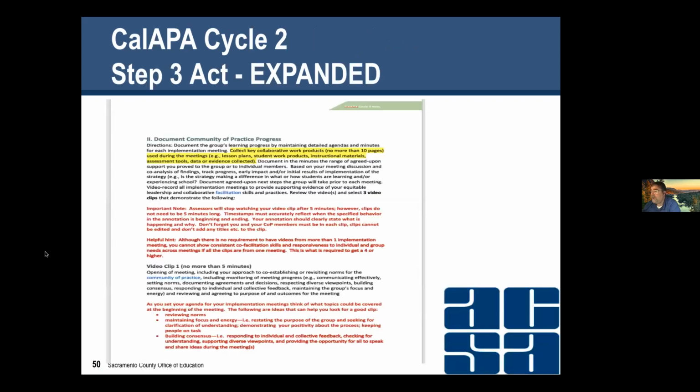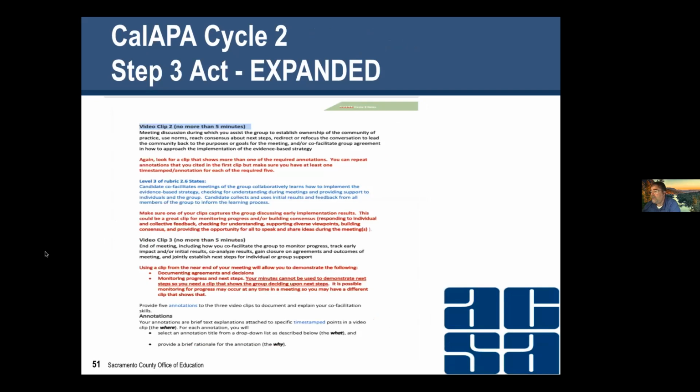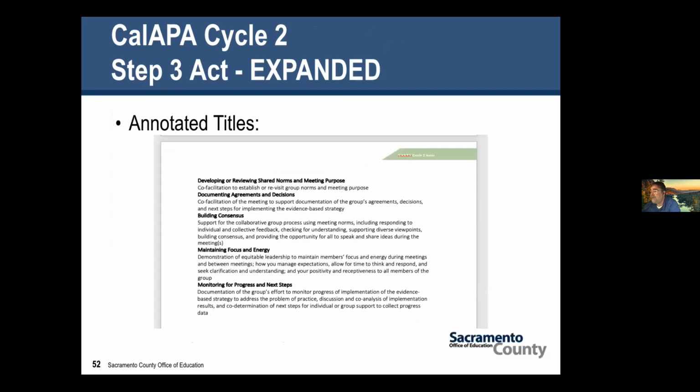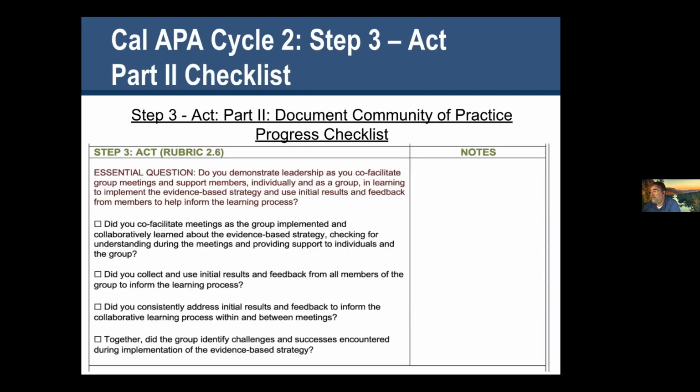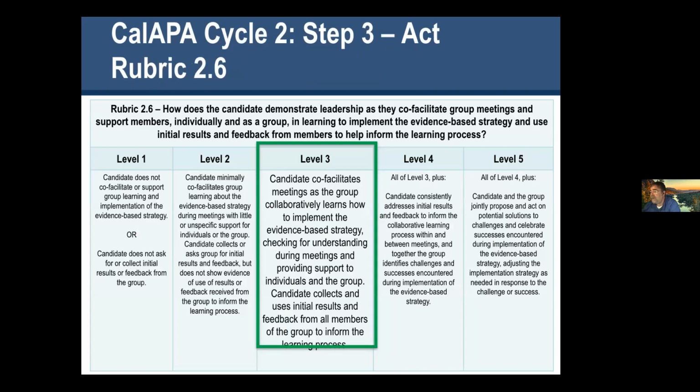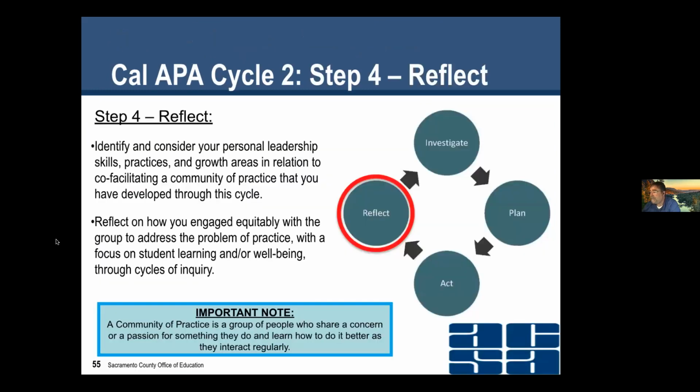Pretty straightforward here. Again, there's the essential questions. There's the annotated titles again. There's your checklist again. There's your rubric again. And 4 is reflect. There's no tricks to reflect. Reflect is answer the questions thoroughly.